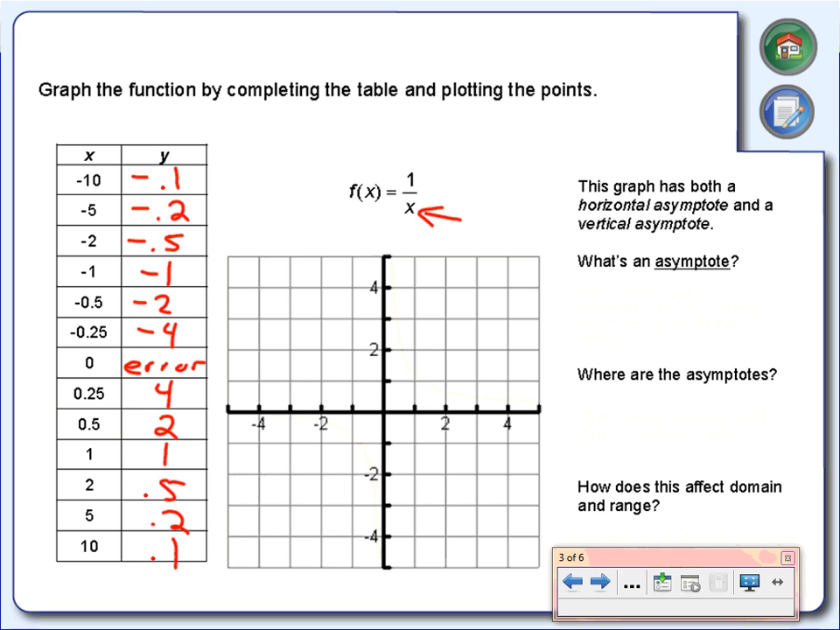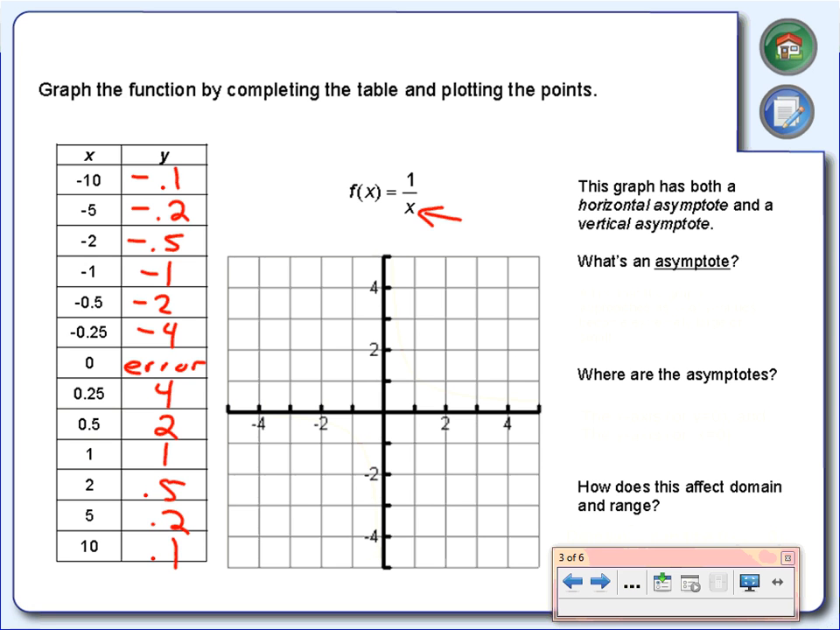Now that we have that table of values, we're going to take those values, or those ordered pairs, and plot them onto our graph paper. You'll notice the first one does not fit. We can't fit negative 10, negative 0.1 on our graph paper. Okay, so we're going to have to start with the second. So let's graph negative 5, negative 0.2.